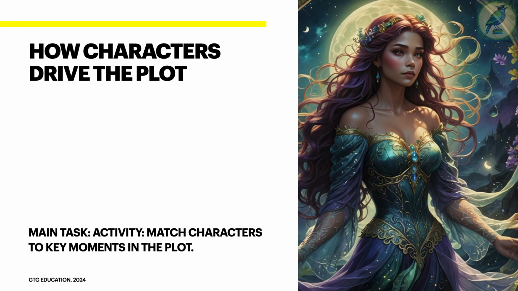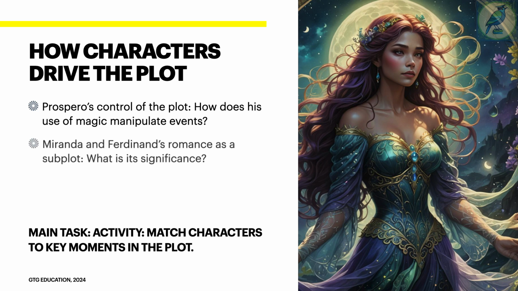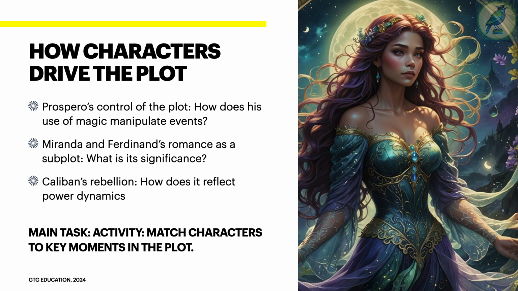Now, we'll examine how characters drive the plot. So we've looked at how Prospero's revenge might drive the plot. Now we're looking at how the different characters drive the plot. Think about Prospero's manipulation of events through his magic. How does his control shape the outcome of the story? What role does the subplot between Miranda and Ferdinand play in the larger narrative? Try to take a moment to match some of these key moments in the plots to certain characters and perhaps discuss their significance.